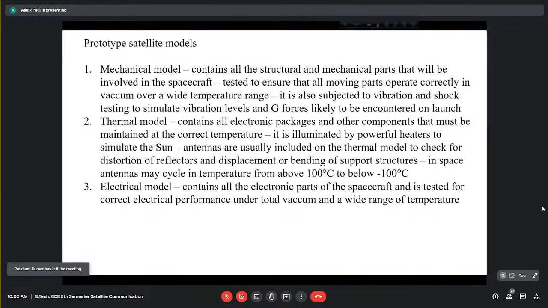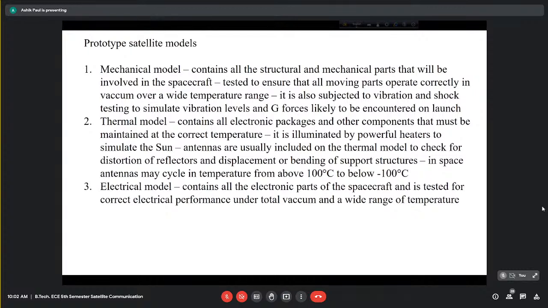And also whether the antenna beam patterns are dependent on temperature or not. That means when you cycle them from a few hundreds of degrees Celsius to a few hundreds of degrees negative Celsius, whether over this large temperature range they are functioning as per the specifications or not.